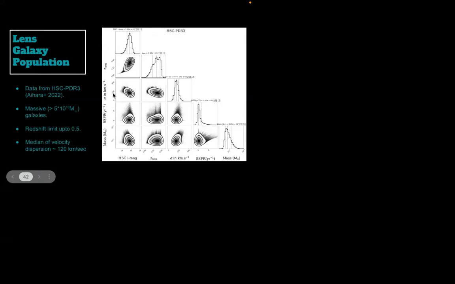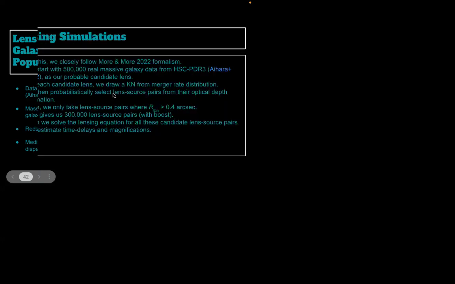So now I will come finally to the last part, how we do our lensing simulations. We start with a lens galaxy population that we have taken from HSC PDR data. That will be our foreground massive galaxies where the masses are greater than 5 times 10 to the power 10, and we have taken redshift up to 0.5, and the velocities are 120 km/s, because there is no point to take beyond that, because our kilonovas beyond this value will not be bright. We start by following the Murray 2022 formalism, and we now have 500,000 real galaxies.